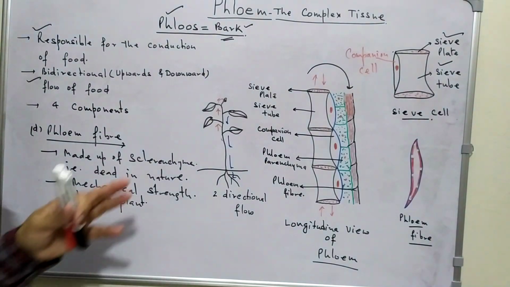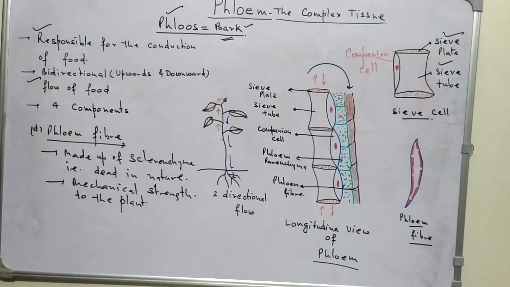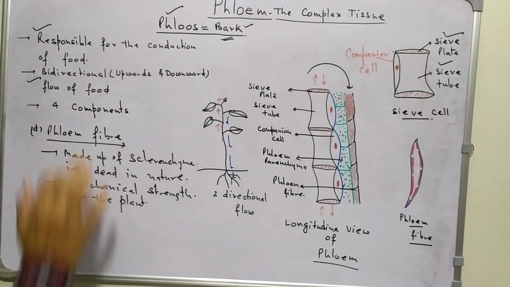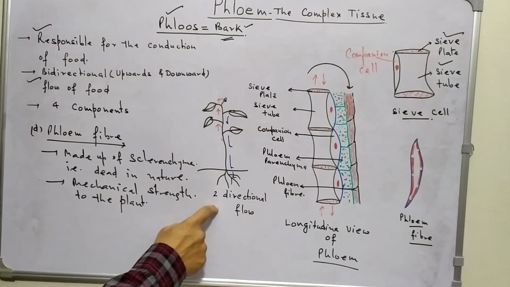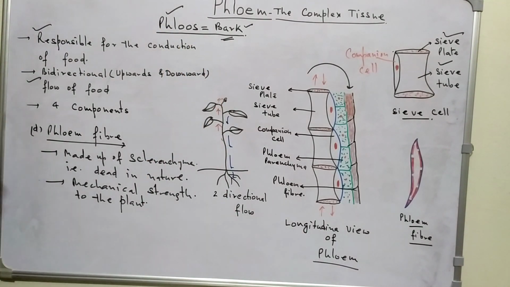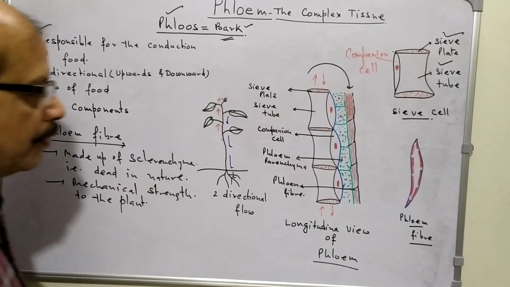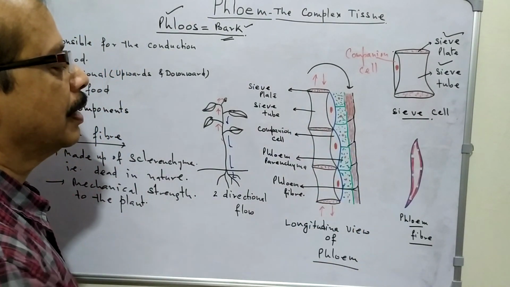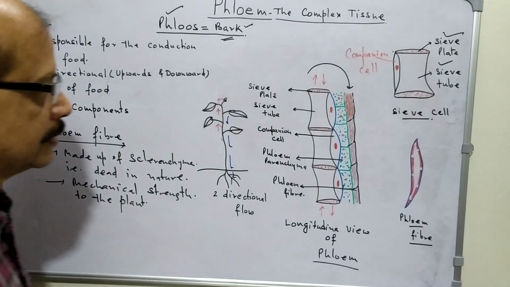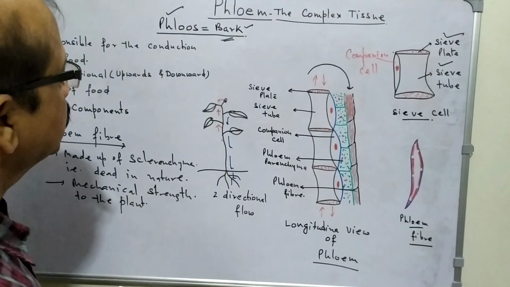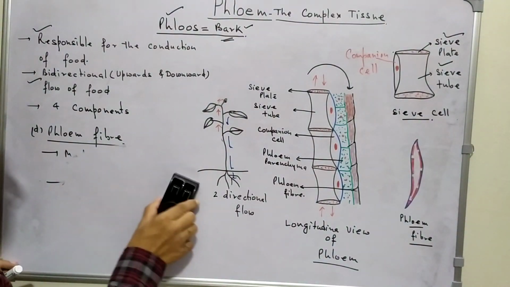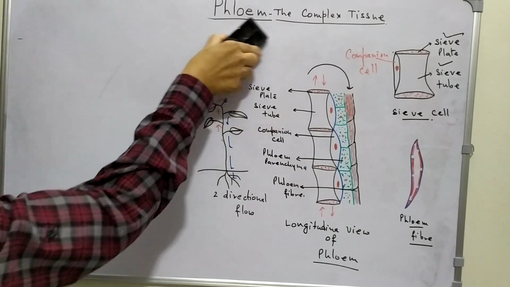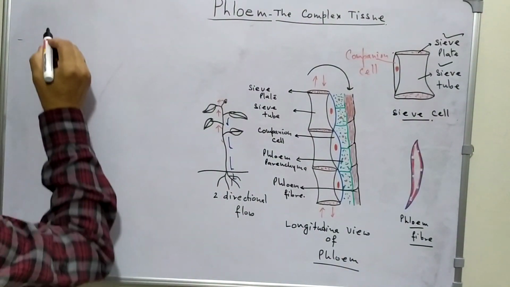So I think it is clear to all of you. Phloem: the word derives from phloos, that is from bark, responsible for conduction of food. Two directional flow, that is upwards and downwards also. The four components of phloem are sieve cell, companion cell, phloem parenchyma and phloem fiber. Is it clear to all of you? Now the function. Function is well known.